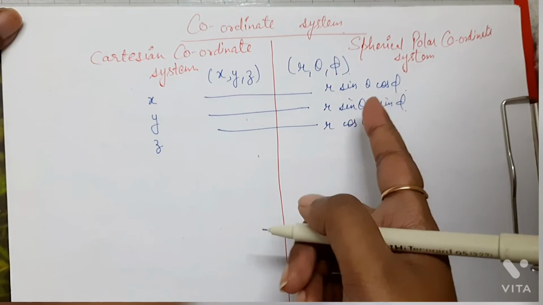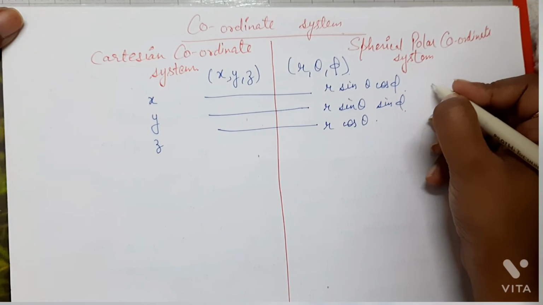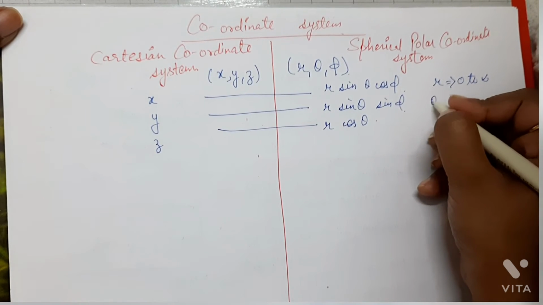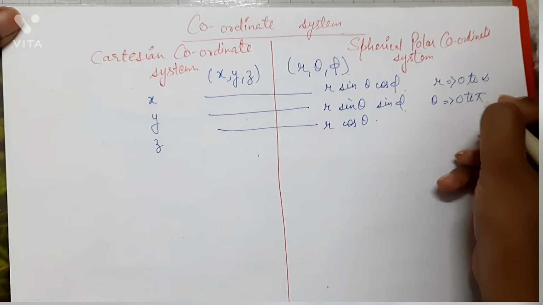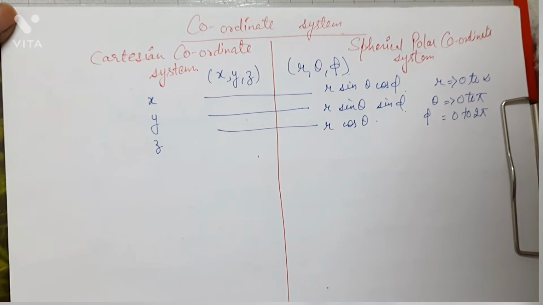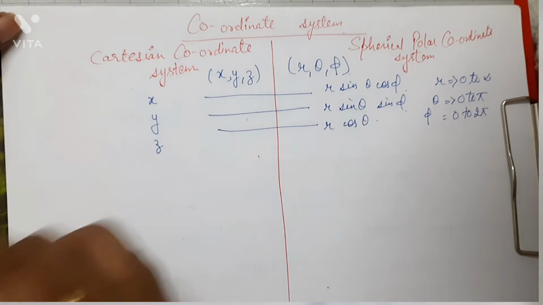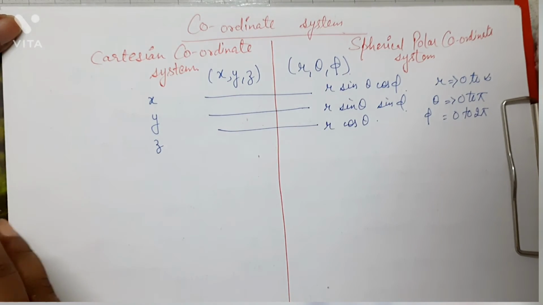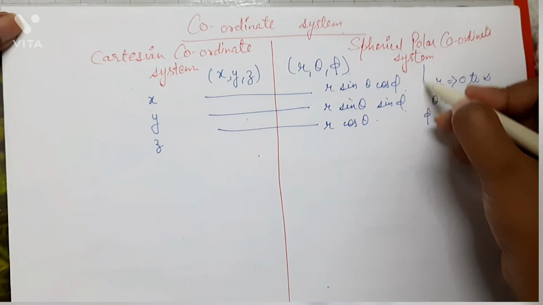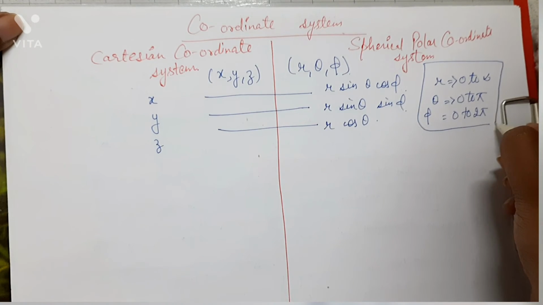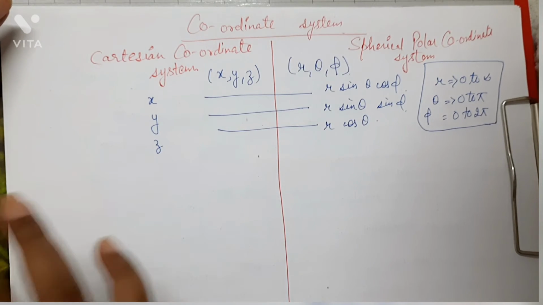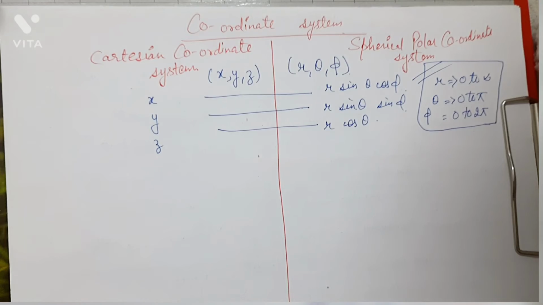So the value of r here ranges from 0 to infinity, theta ranges from 0 to pi, and phi ranges from 0 to 2 pi. So wherever we are going to use r, theta and phi in case of hydrogen atoms, and we want to find out the limits for integration, these are going to be the limits whenever we use integration in the spherical polar coordinate system for hydrogen atoms. So this is what you should know, the limits, right?